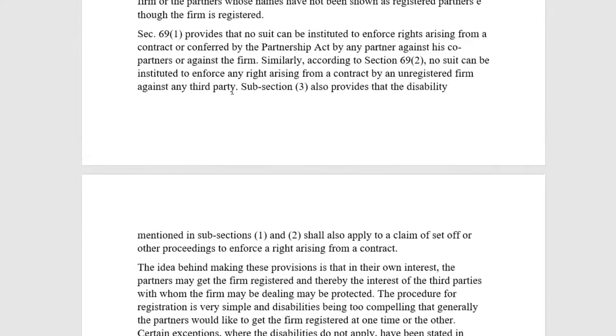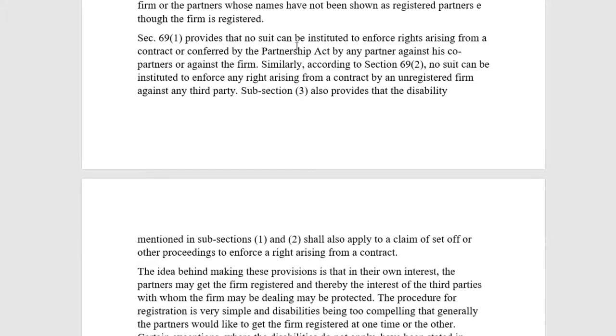Under 69(1), no suit can be instituted to enforce rights arising from a contract or conferred by the Partnership Act by any partner against his co-partners or against the firm. This I have said to you just now. Similarly, according to section 69(2), no suit can be instituted to enforce any right arising from a contract by an unregistered firm against any third party. So this is very simple with regard to 69(1) and 69(2). One is that no suit can be instituted by any partner against his co-partners or against the firm, and under 69(2), no suit can be filed against the third party.